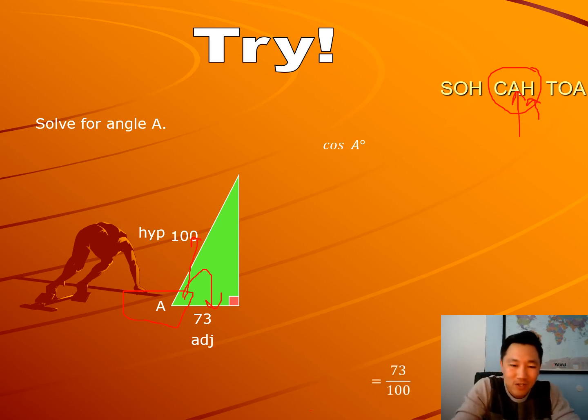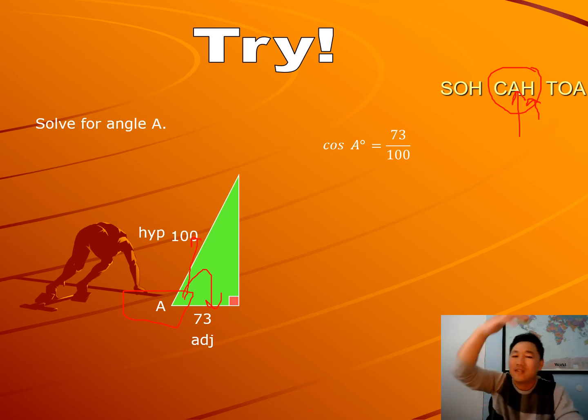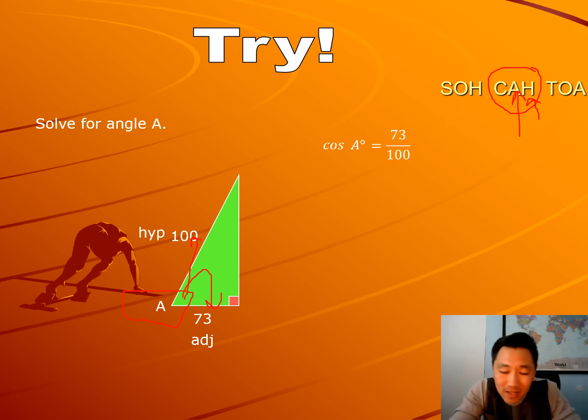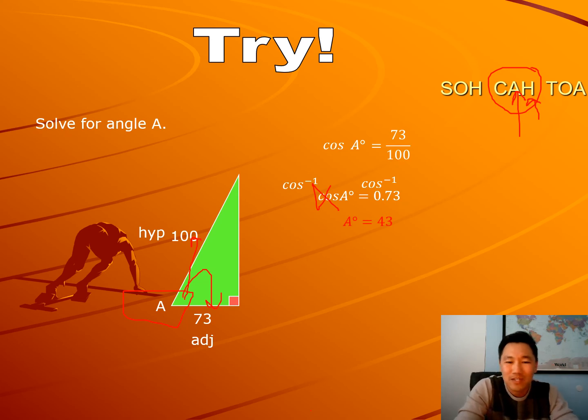cosine. Finish the setup. Cosine of A is equal to 73 over 100. Then your calculator, punch in 73 divided by 100. And then, how do we get rid of this cosine? Cosine inverse. Both sides to get 43 degrees. All right, we're almost done. We only got 2 more presents left.